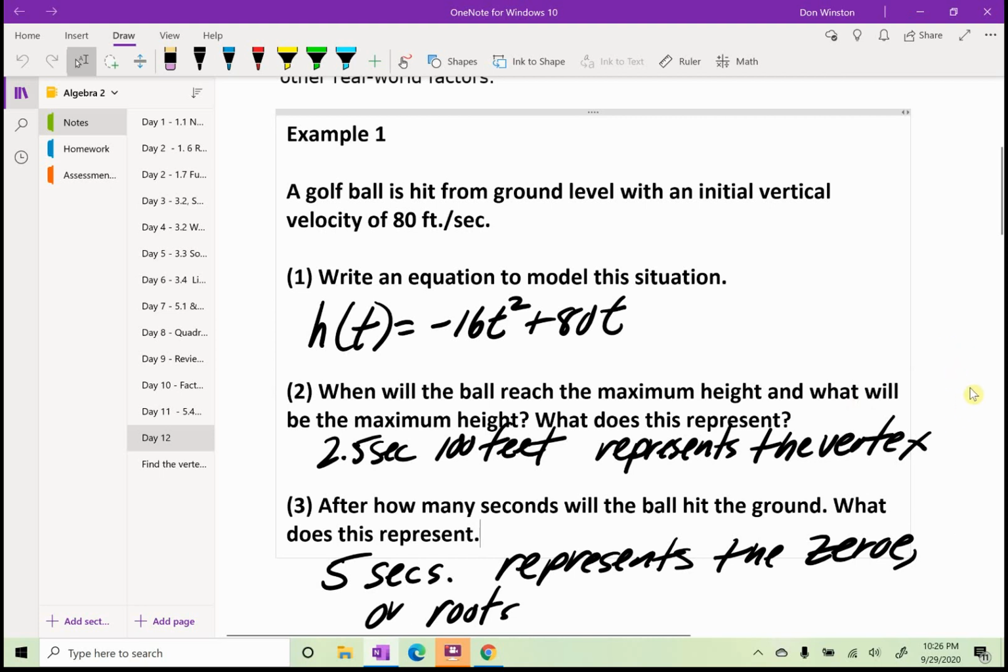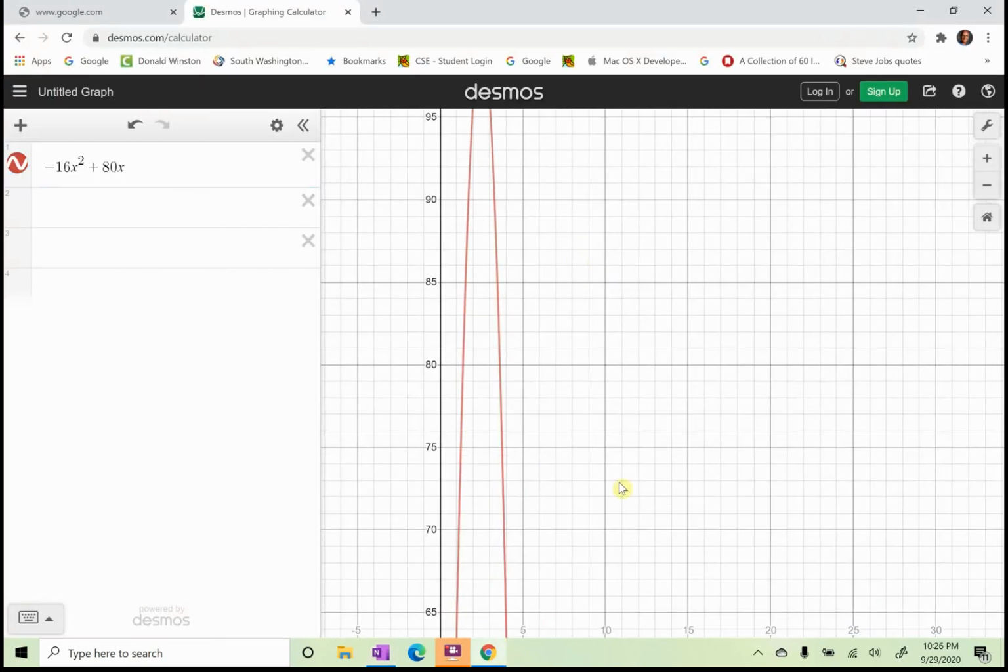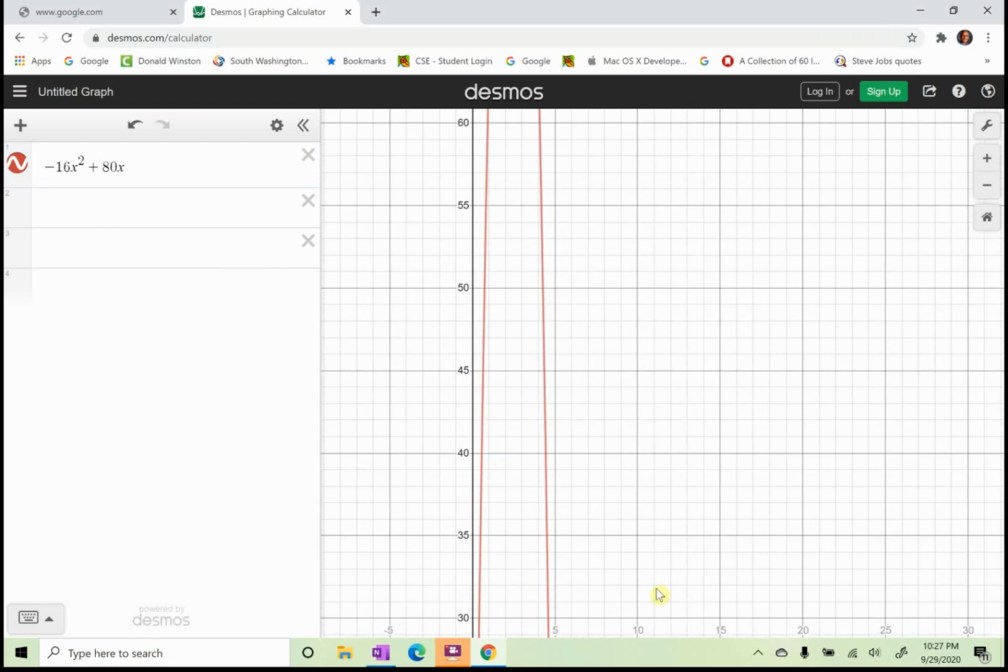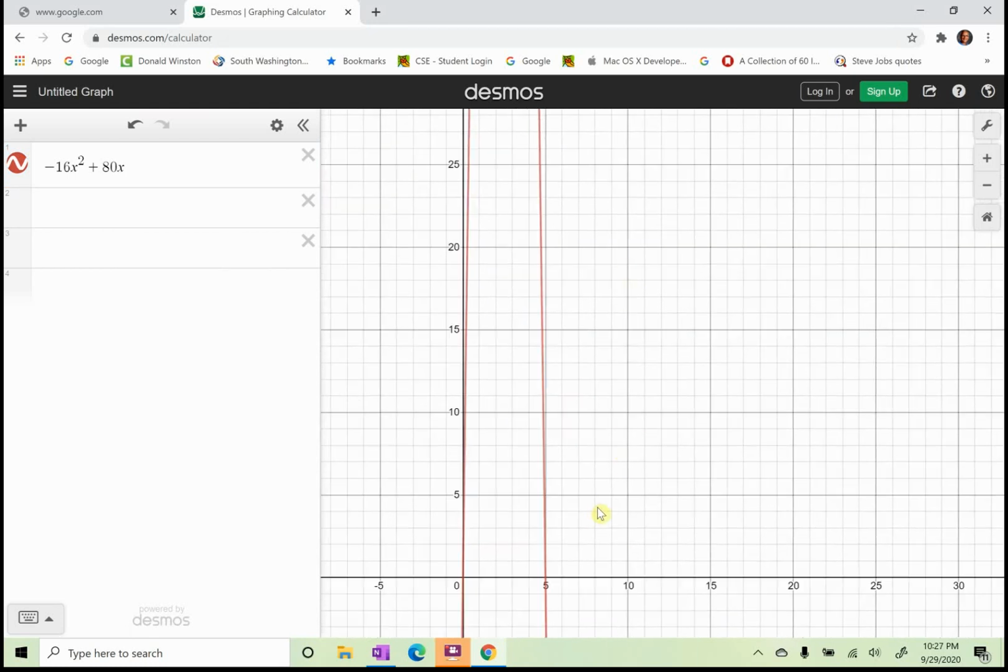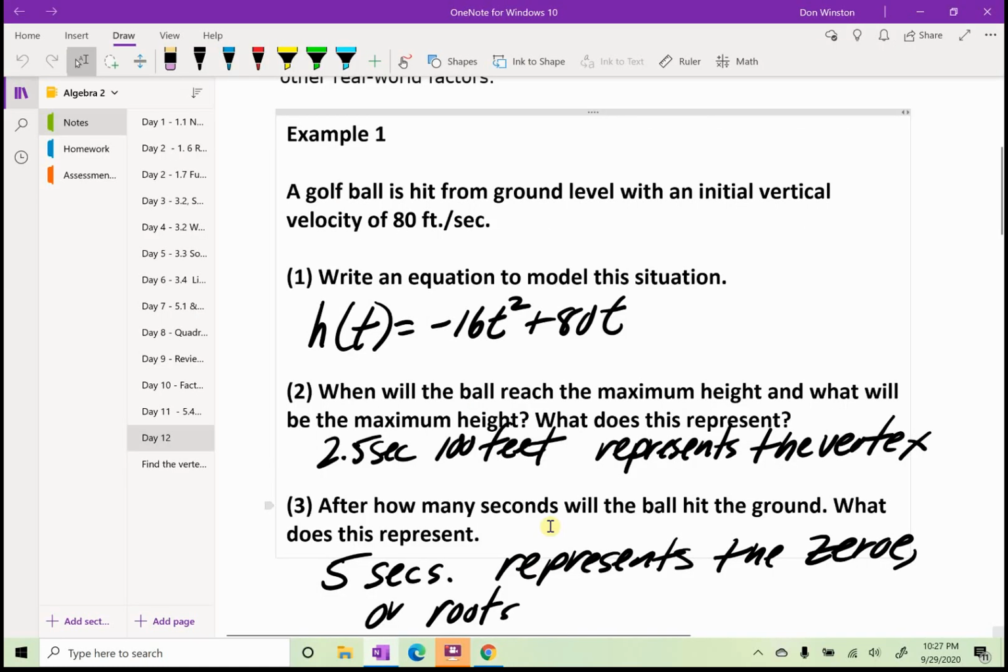After how many seconds will the ball hit the ground? What does this represent? So again, if I go back out to decimals, now I'm looking for when the ball hits the ground. So it goes up, and then on Earth, what goes up must come down. And in 5 seconds, it lands. Okay, so 5 seconds. That represents the zeros, or roots, of that equation.